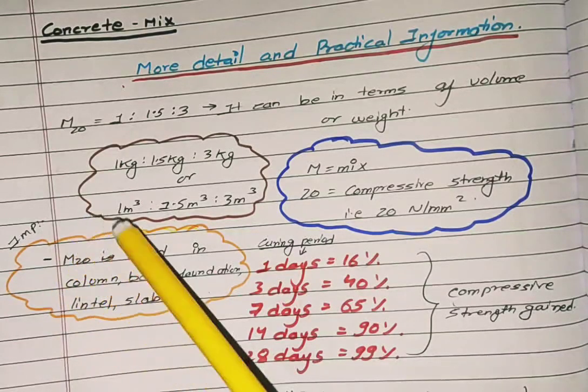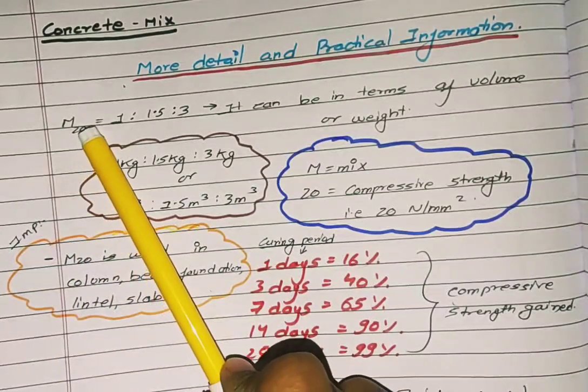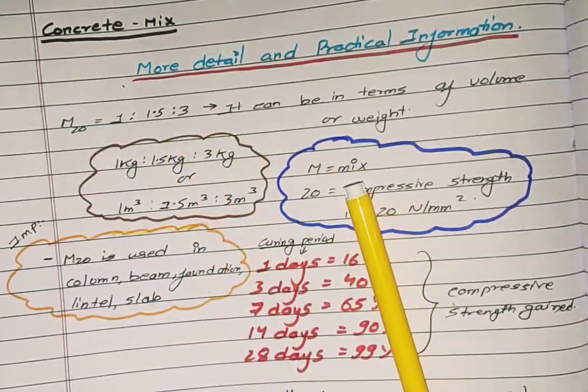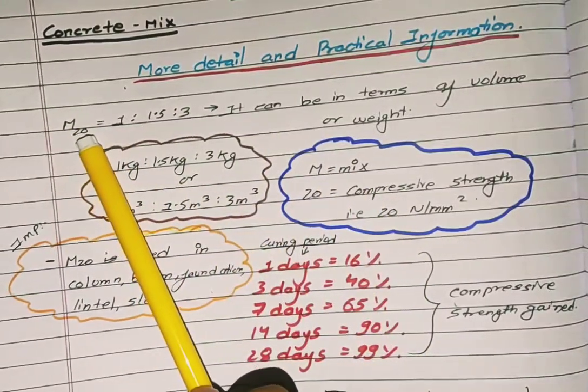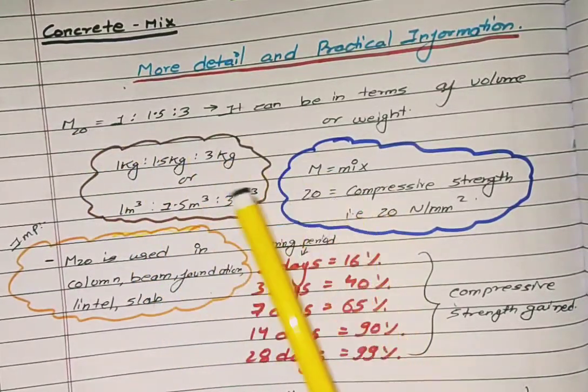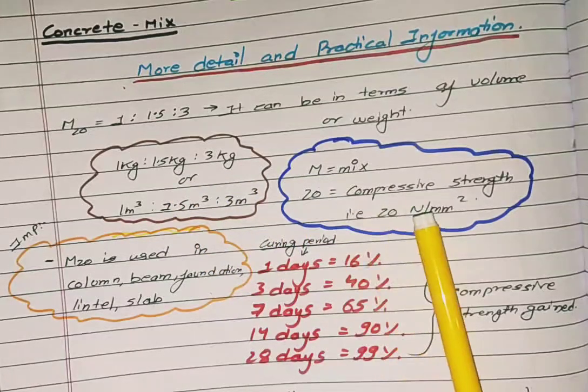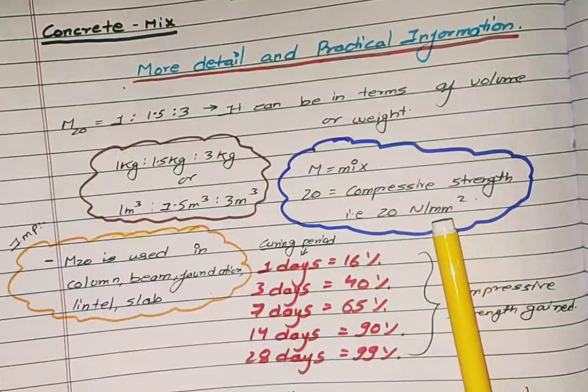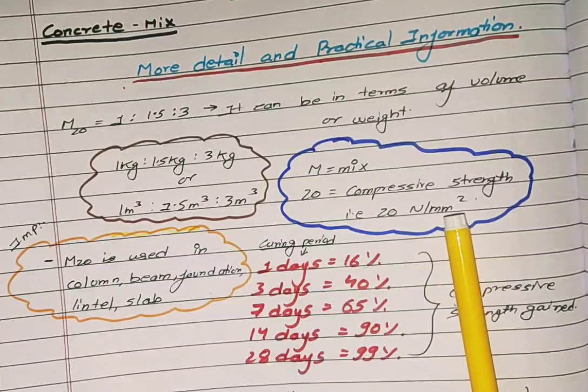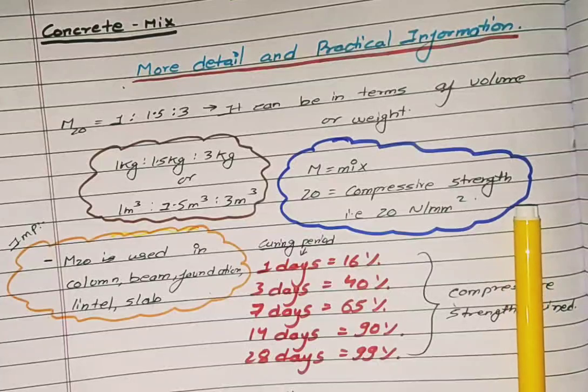We have learned that M20. Here M means mix and 20 means its compressive strength after 28 days of curing. That is, 20 means 20 Newton per mm square or 20 megapascal, MPa. 1 Newton per mm square is equal to 1 MPa.